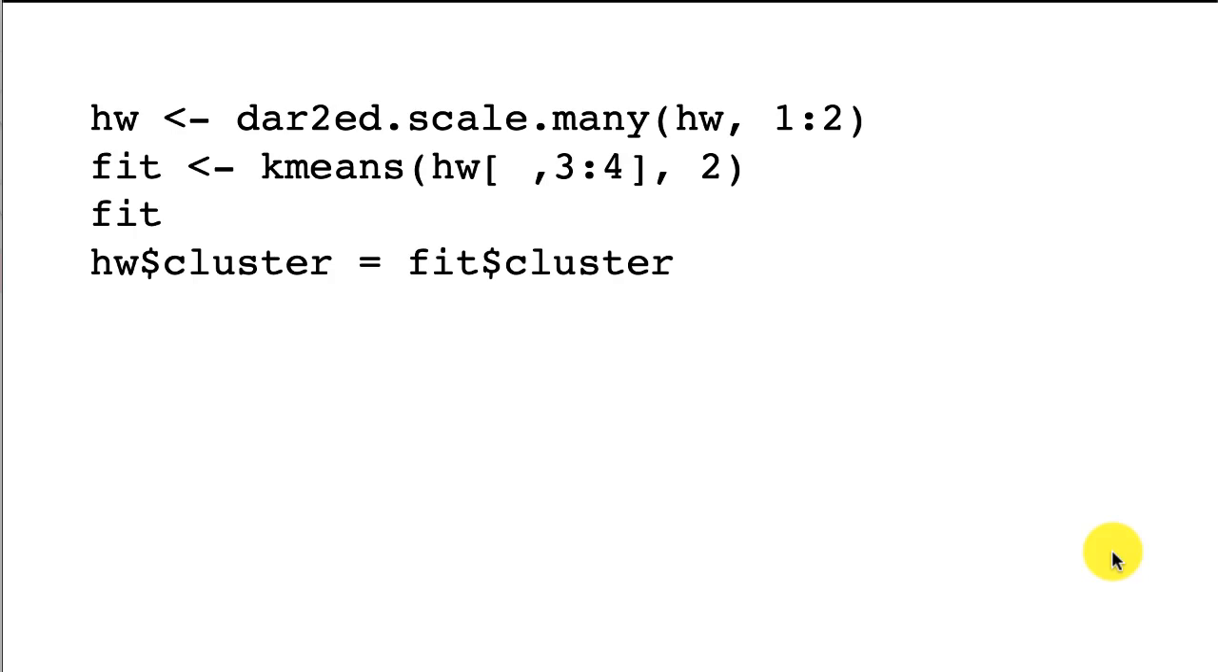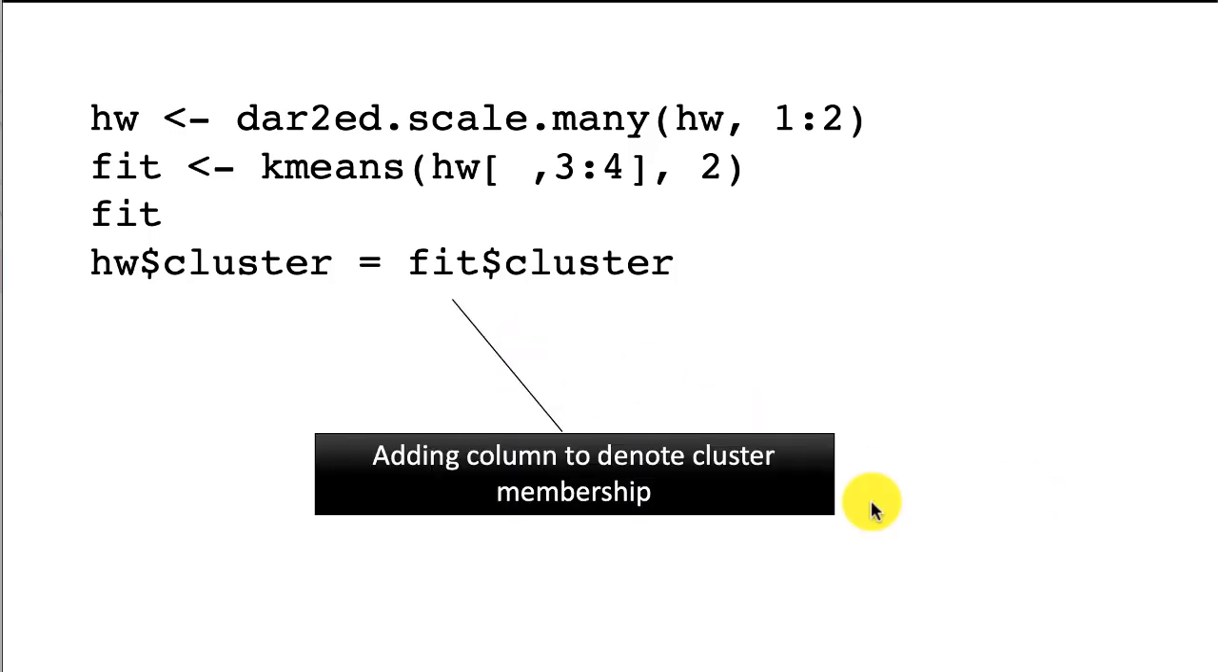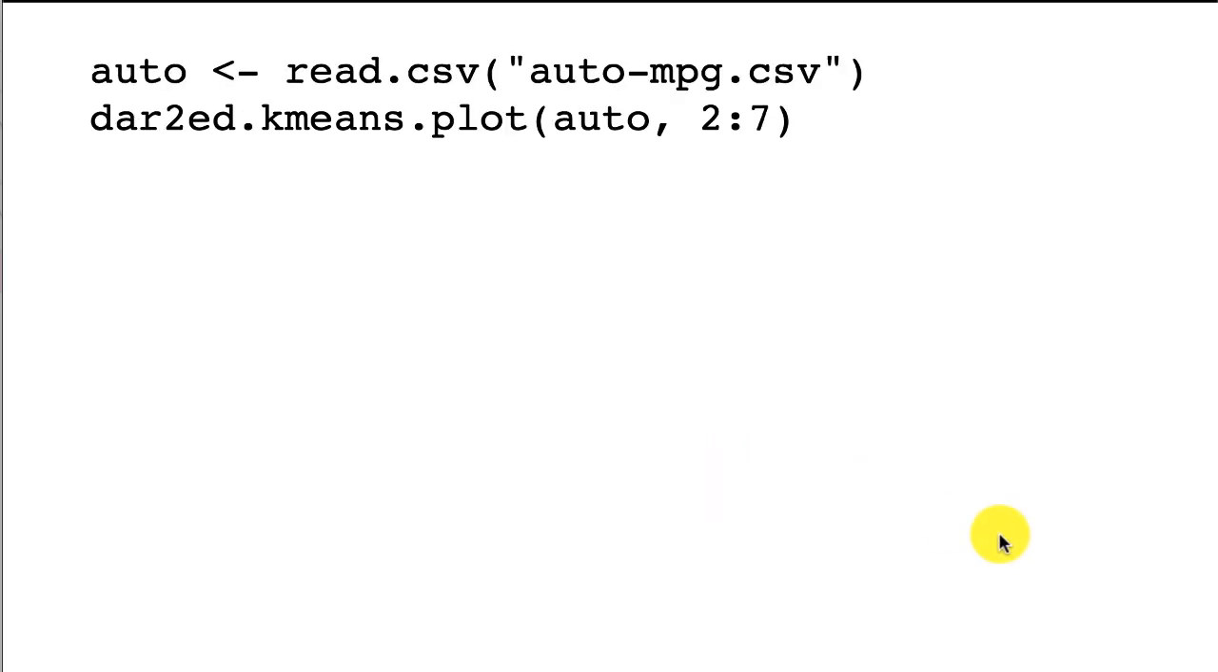Okay, so now that you have that, we can then go back and say, now I know I need 2 clusters. I'll repeat the code for getting 2 clusters, just like we did first. Then here I'm just saying HW$cluster equals fit$cluster. In other words, if you want to add a column to your data set that tells you to which cluster each case belongs, then you can do this. It will tell you for every row that this row belongs to cluster 1, this row belongs to cluster 2, that other row belongs to cluster 5 if we had several clusters. So you're adding a column to denote the cluster membership of each row.